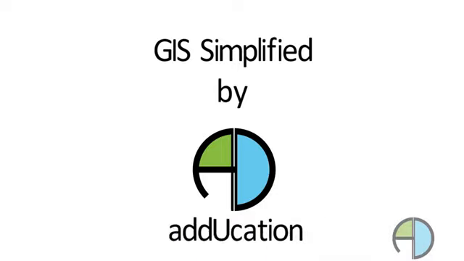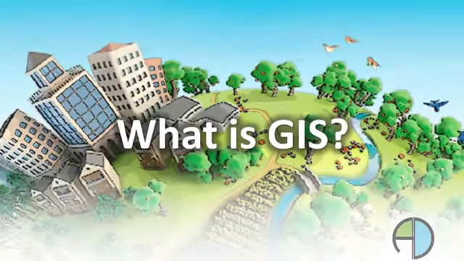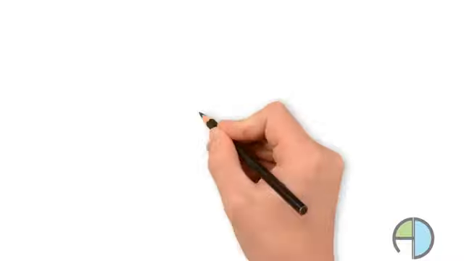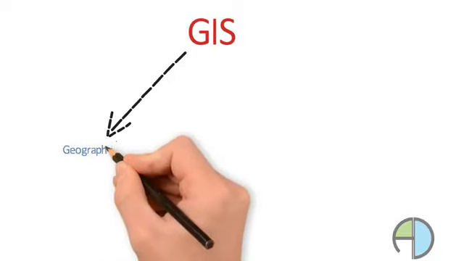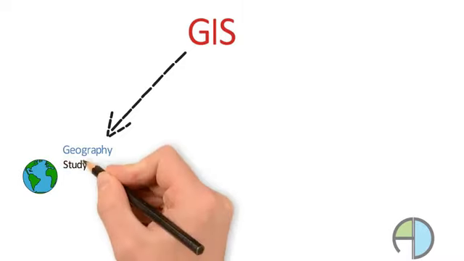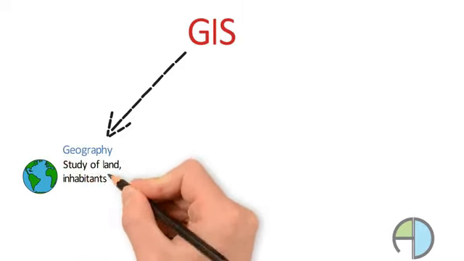Today we will talk about what is GIS and basic components of it. Let us start understanding the terminologies. Here G stands for geography. Geography is nothing but a study of land, inhabitants and objects on the surface of the earth.